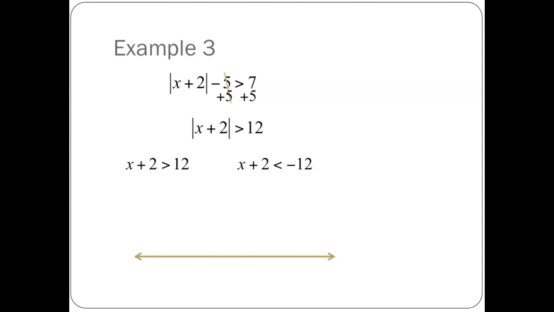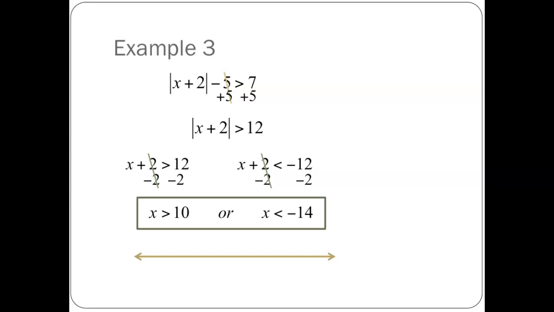Now we'll subtract 2 from both sides. So now I have x is greater than 10. And in the second one, subtract 2 from both sides, so we have x is less than negative 14. Now because of the form in the original inequality, we know this is going to be a disjunction, so we will write this with an or in between.